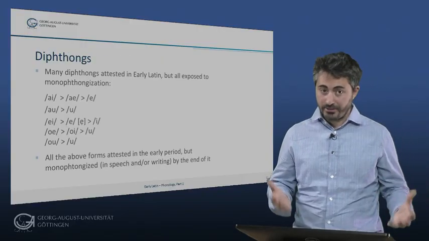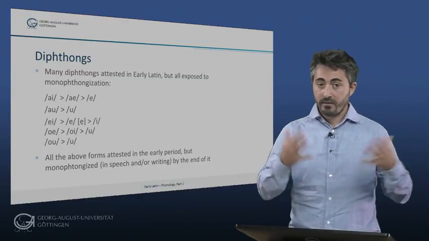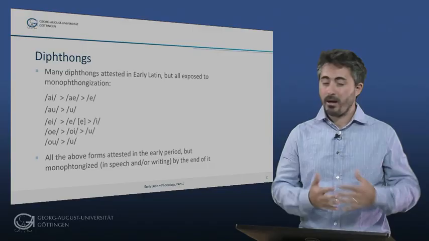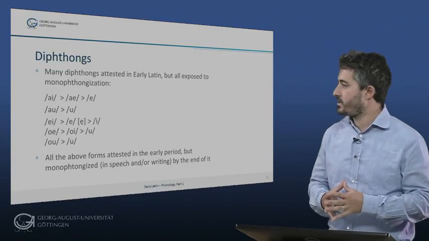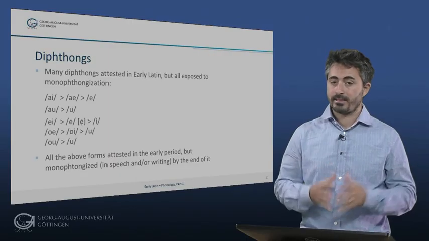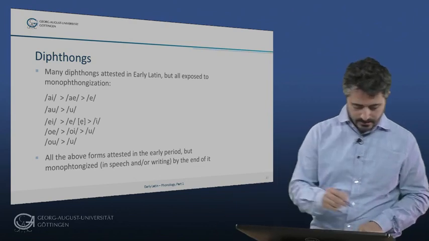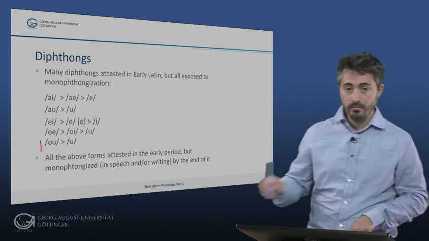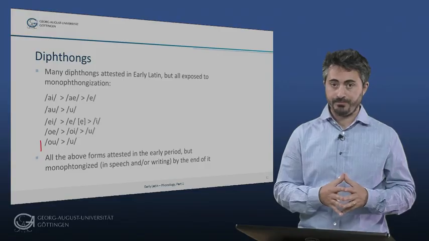Monophthongization is an important language change still undergoing in early Latin. Many diphthongs were possible in early Latin, but all of these were exposed to a process of vocalic simplification and ultimately monophthongization, according to the patterns that you see in the slide. All these diphthongs and their developments are attested in early Latin. Some of them gather in the early stages of the period, like for instance the spelling OU, for what is then monophthongized into a single U sound.